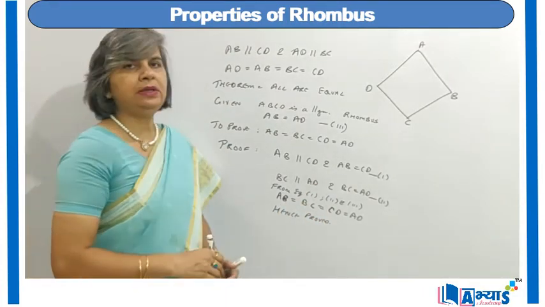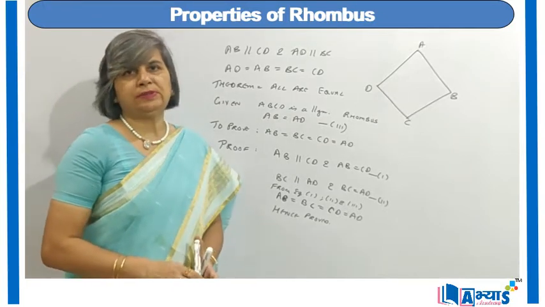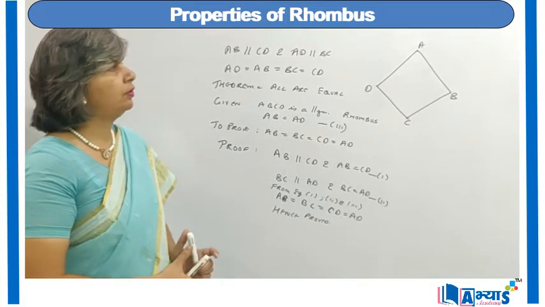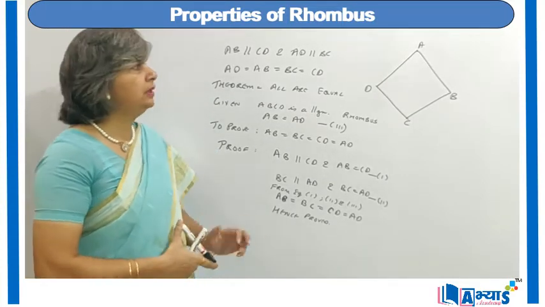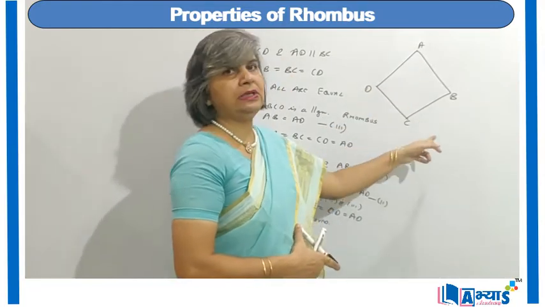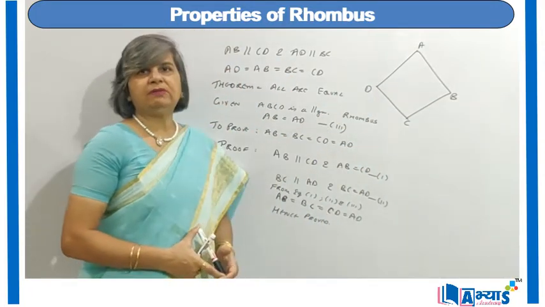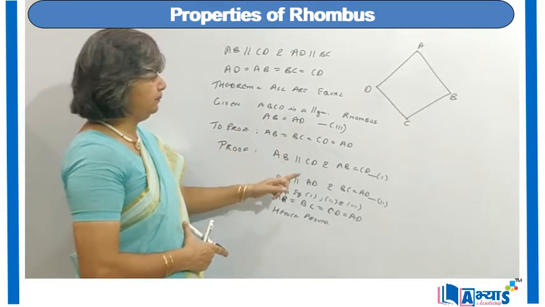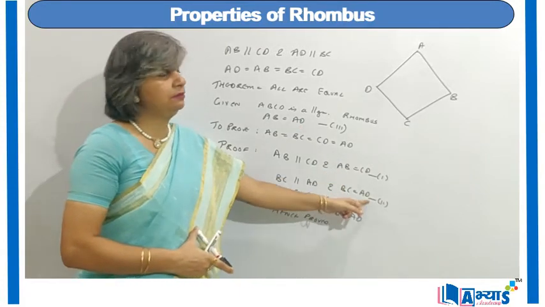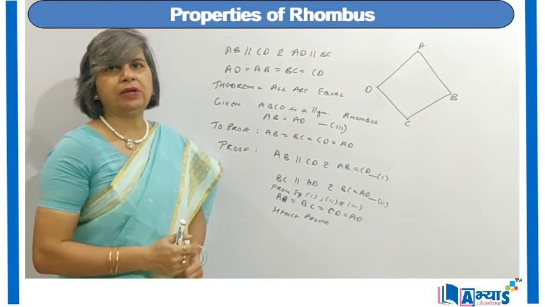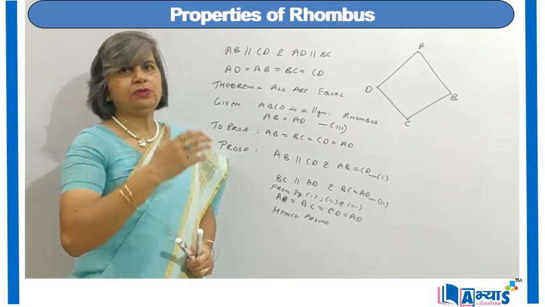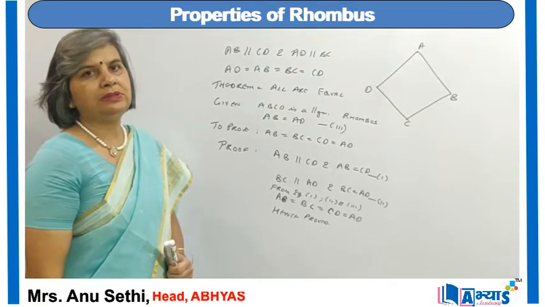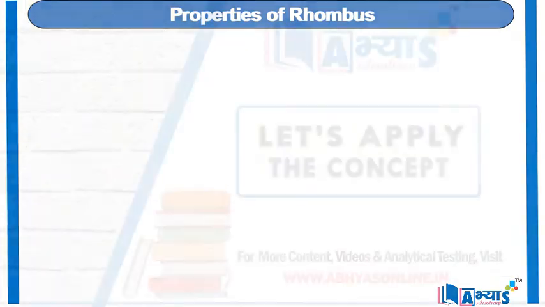So hence we have proved that all the sides of a rhombus are equal to each other, because a rhombus is a special type of parallelogram in which adjacent sides are equal. As in the parallelogram, opposite sides are parallel and equal to each other, we know that AB is equal to CD. Similarly, BC is equal to AD. But it has been given to us that AB is equal to AD. So using all the three equations, we have proved that all the four sides, that means AB is equal to BC is equal to CD is equal to DA, are equal to each other, or we can say all the sides of a rhombus are equal to each other.